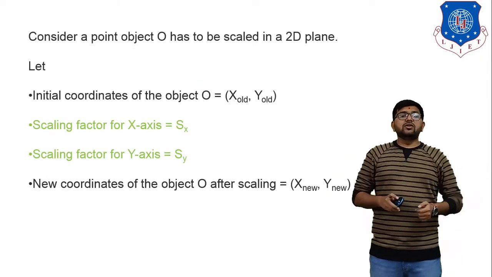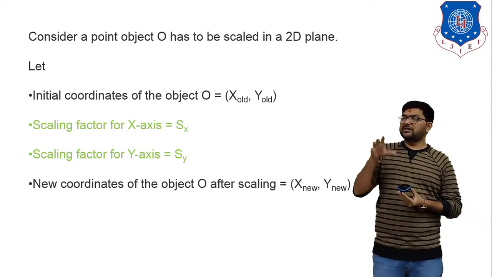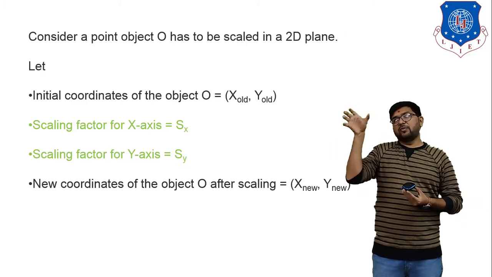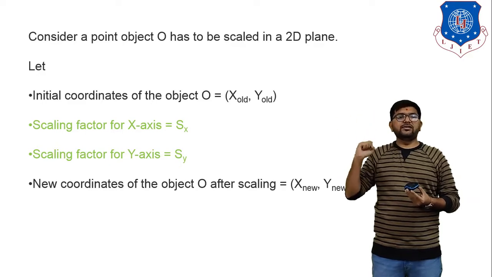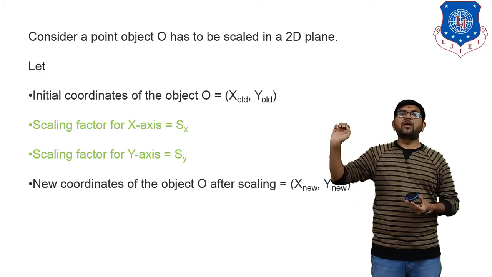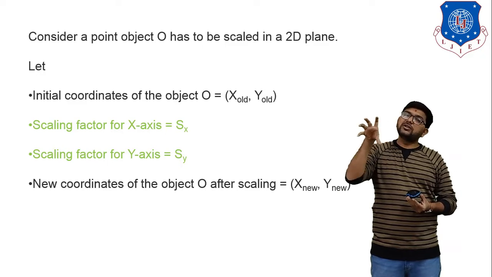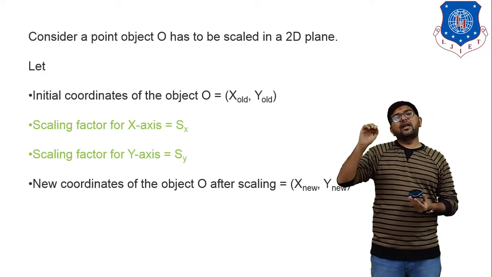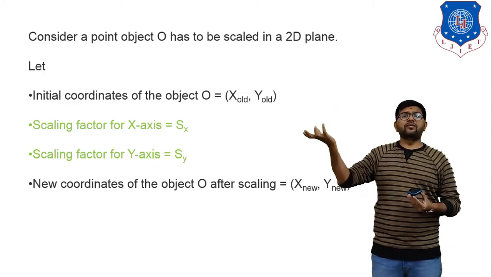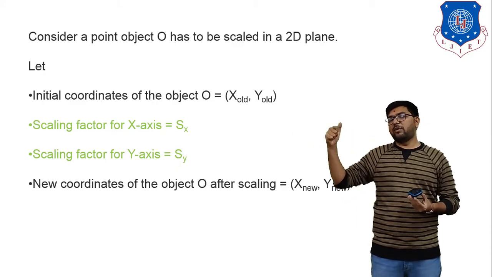Clear? So consider an object O that has to be scaled in a 2-dimensional plane. Now you have to consider any object and we have to scale this object. Clear? So based on that we have to derive the equation. The initial coordinate of object O is x old comma y old. Now we have one point, that is the old point coordinate, that means the actual size coordinate. Clear? After that we apply the scaling factor. Then we calculate the coordinates of the new point. Clear? So the initial coordinate of the object O is x old comma y old.